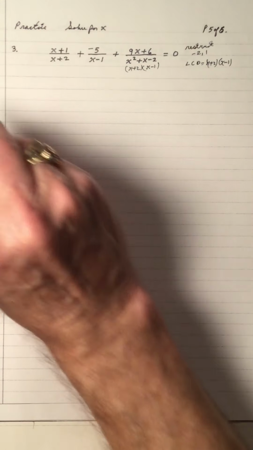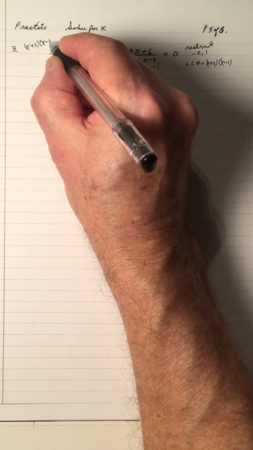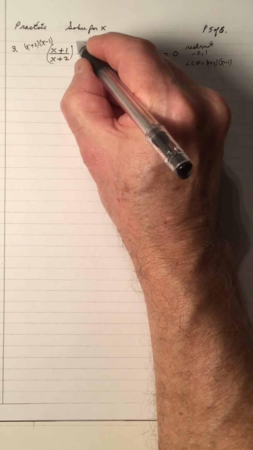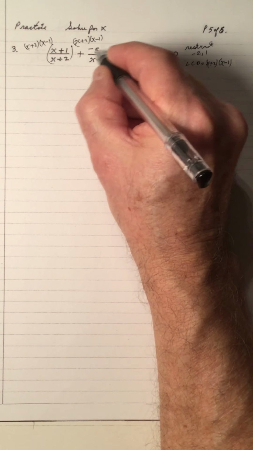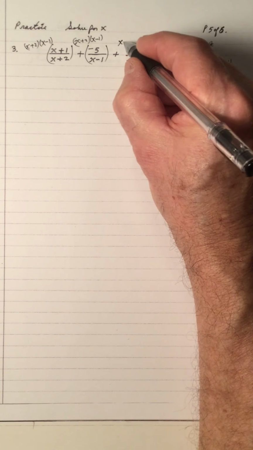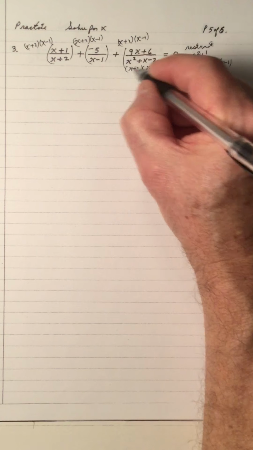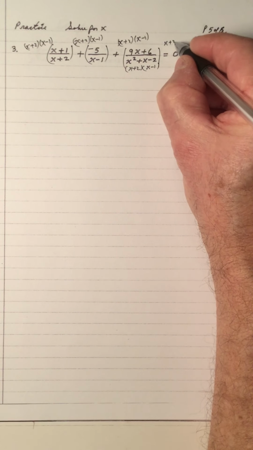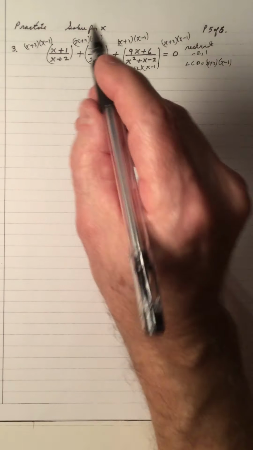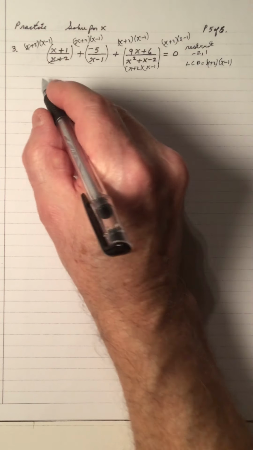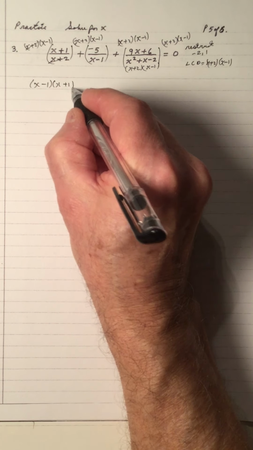So that means x plus 2 times x minus 1 is multiplied by each fraction. Done. X plus 2 times x minus 1. Done. X plus 2 times x minus 1. Done. X plus 2 times x minus 1. So roll it down 4 times. Cancel. X plus 2 cancels, so I get x minus 1 times x plus 1.